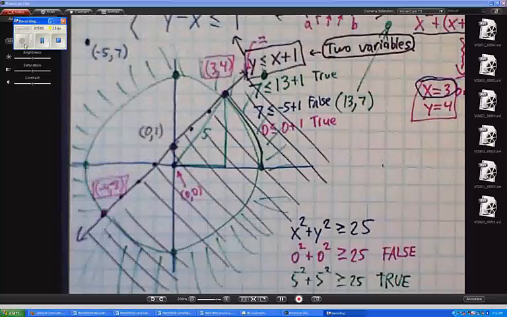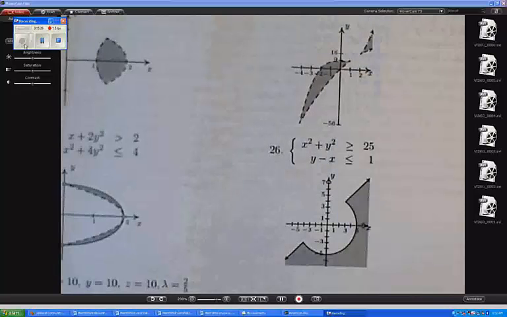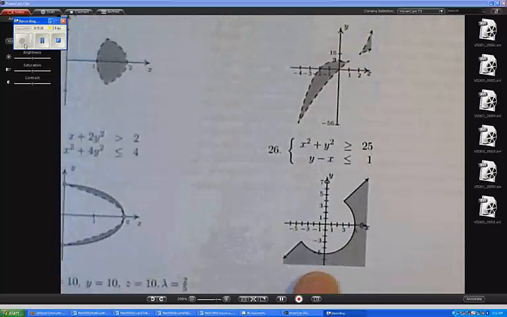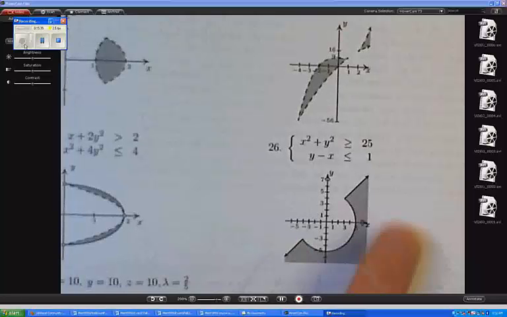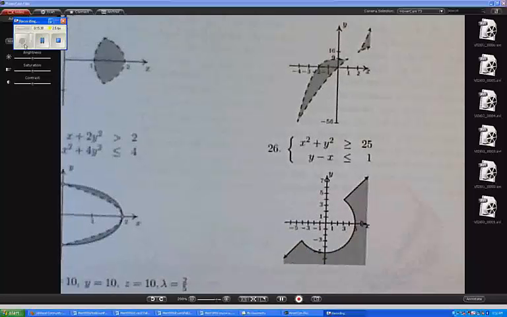Okay, now, we're trying to solve the system of inequalities. We want the intersection of these two sets. I'm going to show you the picture of the solution from the book, and it ought to make sense, I think. There you are, number 26. Do you understand how that comes about? Because we want to be outside of the circle. We also want to be below the line. And so the points that satisfy both of those look like this.